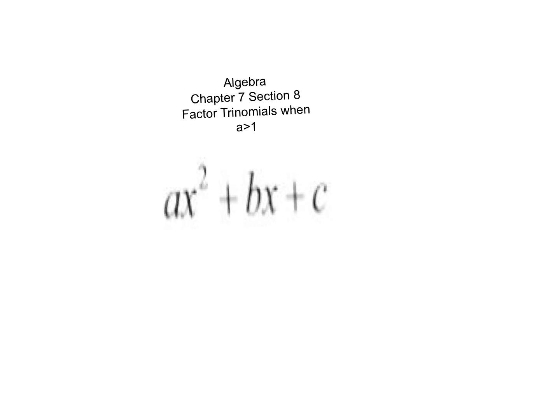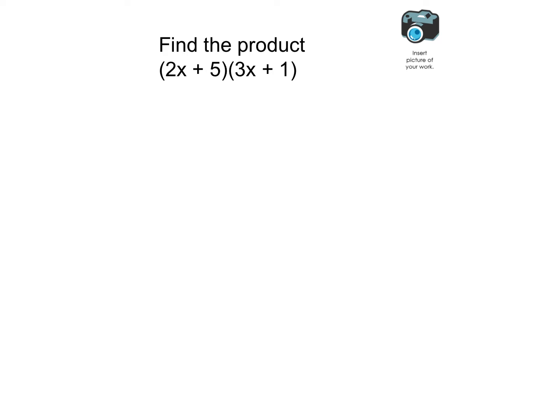Okay, so we're talking about factoring trinomials when a is 1. So now we're going to talk about factoring trinomials when a is greater than 1. A always has to be greater than 1. If a is negative, then you're going to have to factor out a negative. So we're going to work backwards.